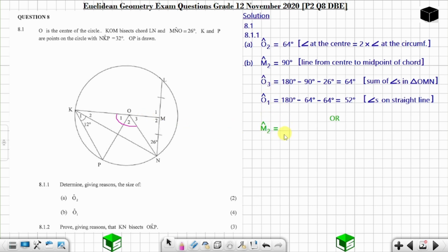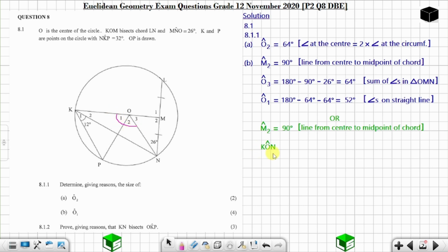Angle M2 is equal to 90 degrees. The reason you are going to say you have a line from the center to the midpoint of the chord. This is why angle M2 is equal to 90 degrees. Now this exterior angle, the angle KON, this angle. Let's find the exterior angle, which is KON.